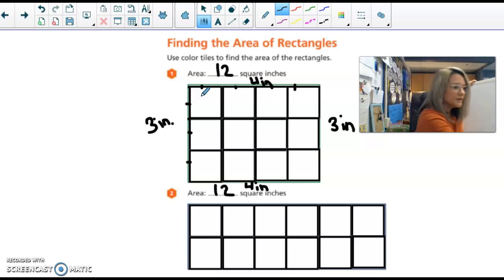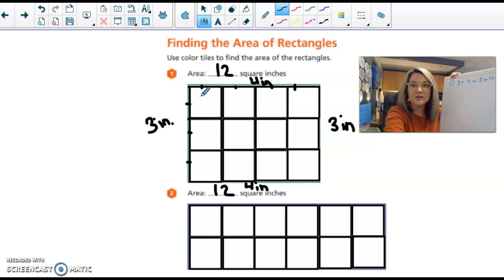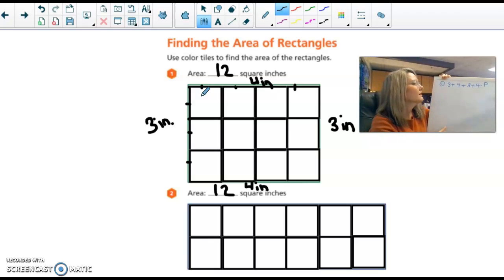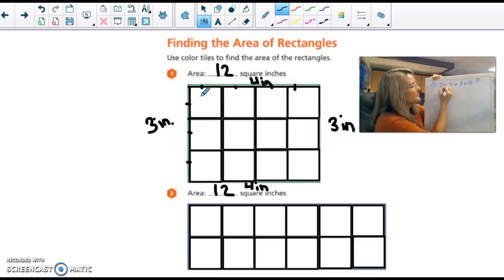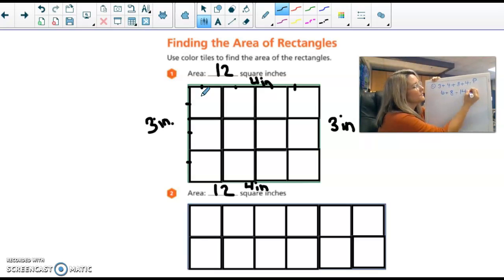All right, so the perimeter, put a number 1. This is for shape 1. We add all the sides. So we have 3 plus 4 plus 3 plus 4. I always go back to that first perimeter lesson with the ant that crawls around the sheet of paper. So I'm going to put my 3 and 3 together. That's 6. 4 and 4, that's 8. And I know 6 plus 8 is 14. So my perimeter for number 1 is 14 inches.